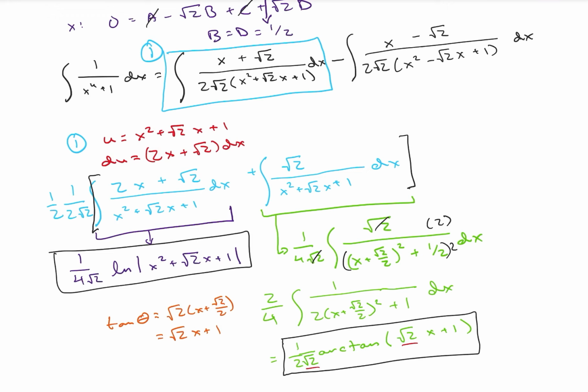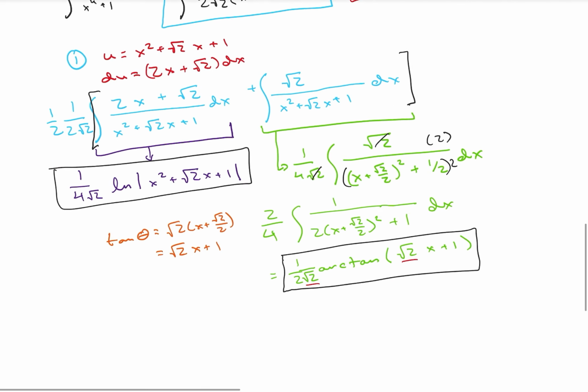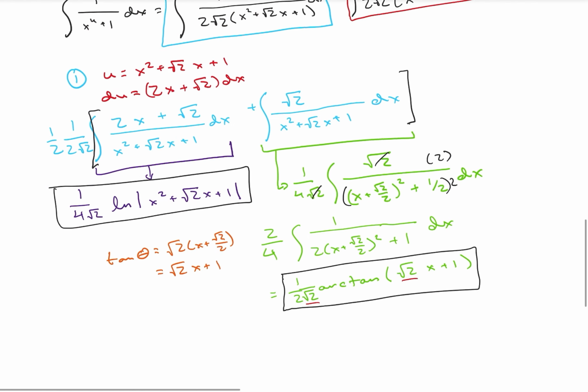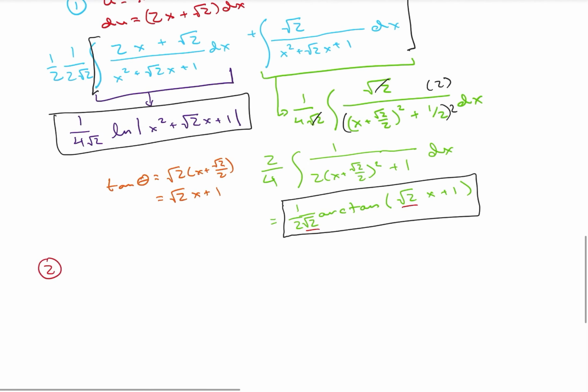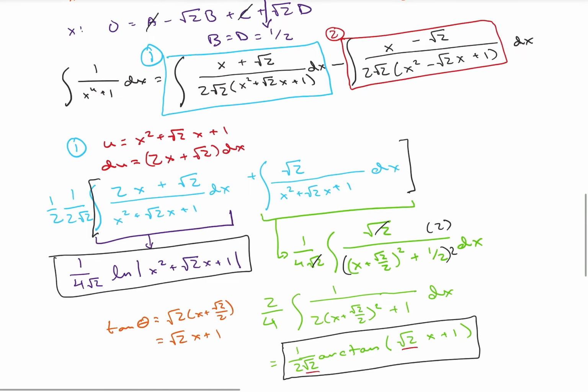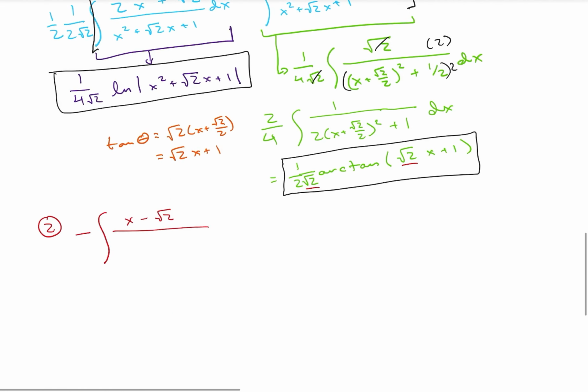So let's take a look now at this second portion, which I'm going to call integral number 2. And let's rewrite integral number 2 down here. So for integral number 2, I have negative integral of x minus root 2 over 2 root 2 times x squared minus root 2x plus 1 dx. So let's do the same thing we did above. I'll go through it a little bit more quickly.